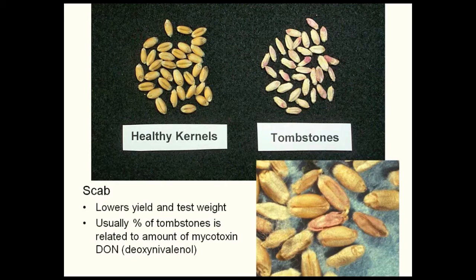And so that's where we get the yield losses from scab, because we've got these shriveled kernels. Actually, really bad infections will abort kernels altogether. And then slightly less bad infections will give you this tombstone that's loaded with mycotoxin. So either way, that's bad. The test weight of this material is, of course, extremely low. And then usually the percentage of these tombstones in your lot of grain will correlate pretty well with how bad your mycotoxin concentration is in that grain.